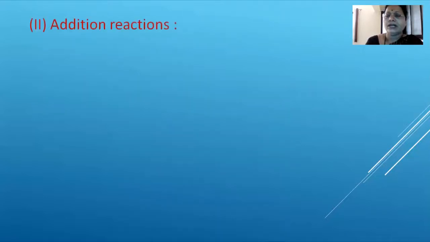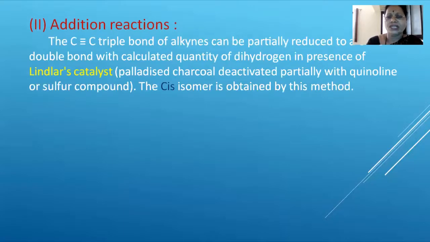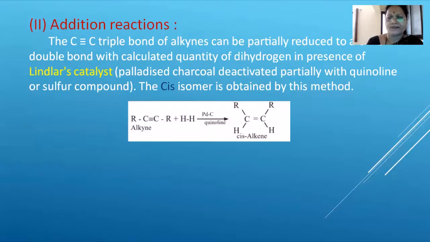Then addition reactions. In this addition reaction, the carbon-carbon triple bond of alkynes can be partially reduced to a double bond with a calculated quantity of dihydrogen in the presence of Lindlar's catalyst. Now Lindlar's catalyst is nothing but palladised charcoal partially deactivated with quinoline or a sulfur compound. In this method, the cis isomer is obtained. See here, the general reaction is given.